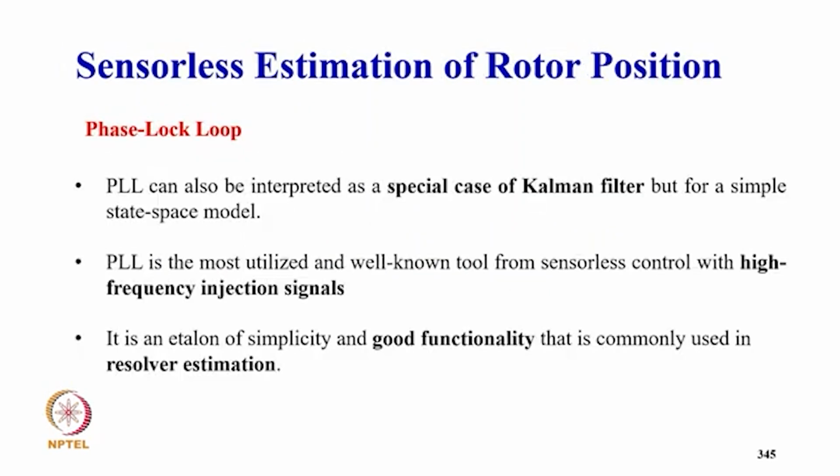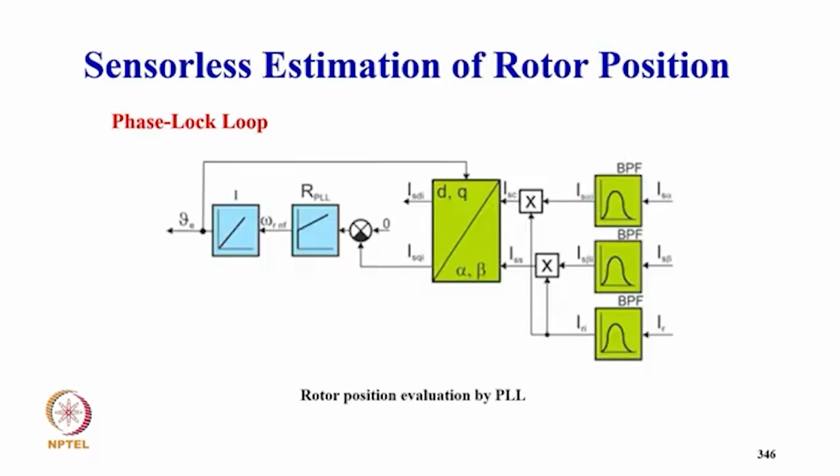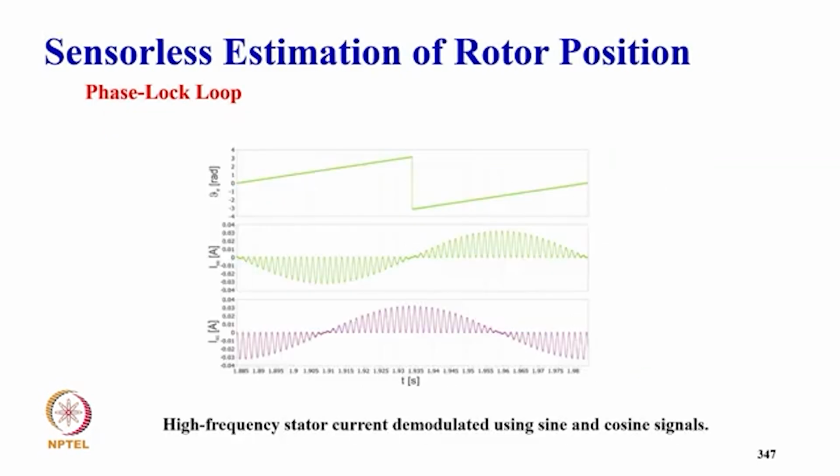So now coming to phase lock loop. PLL can be interpreted as a special case of Kalman filter, but for a simple state model, and PLL is the most utilized and well known tool for sensorless control with high frequency injection signal. It is an epitome of simplicity and good functionality that is commonly used in resolver estimation. And this is a PLL, how it goes with the position, where you get the sensed current and typically the estimation for the position evaluation by PLL.